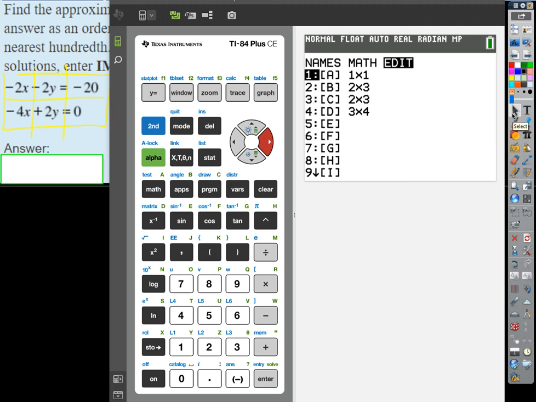So we're going to need a matrix with two rows and three columns, right? When we go in, we have to define the size of the matrix. We always enter the number of rows first and columns second. And I remember that by R.C.